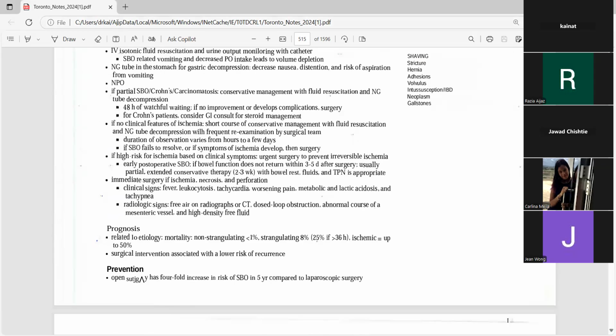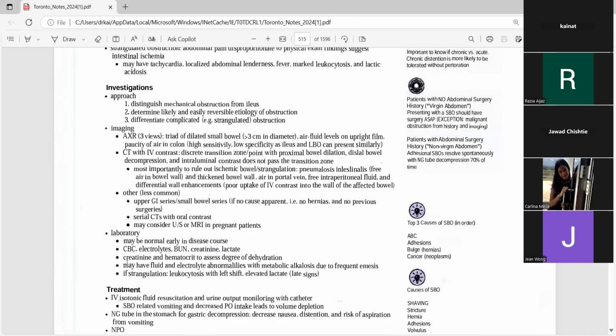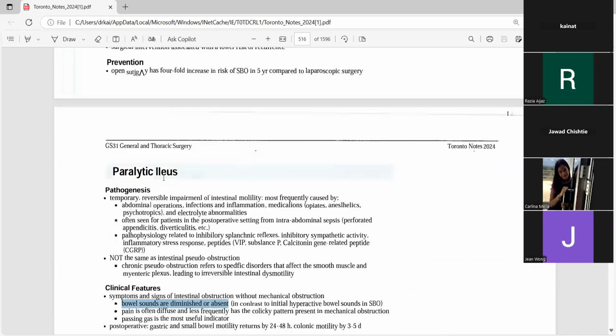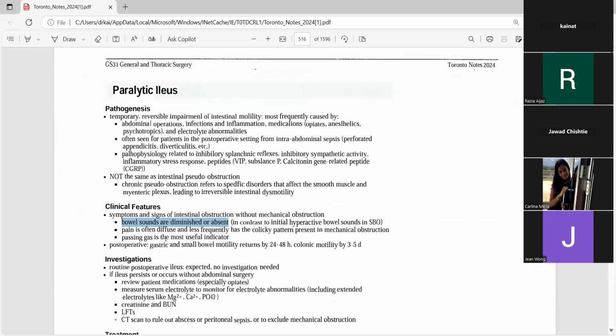Okay, so in this case, as you see, we were discussing a little bit here about the bowel sounds. Where this says hyperactive preceding to minimal bowel sounds, the words are different. Here this says the bowel sounds are diminished or absent. So the words are different in contrast to initial hyperactive bowel sounds in SBO. Pain is often diffuse and less frequent, unlike the colicky pattern present in mechanical obstruction.